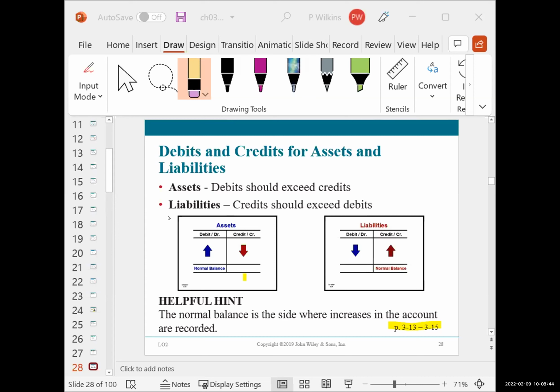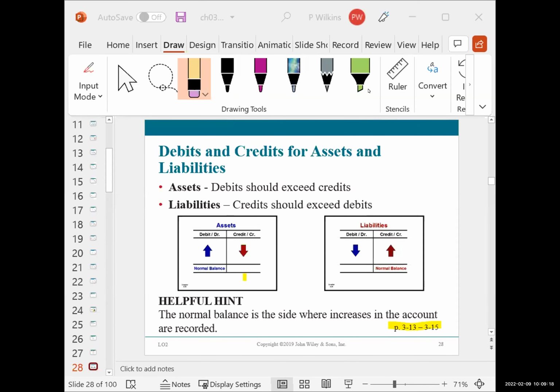Okay. So if we look on the screen right here, we have assets and liabilities. So I'm going to show you something that I did as a little note thing you could have on your notes for the exam or with your homework to help you with the arrows. I'm going to put slides here, and this is also in your book to help you begin to get an overview. So this is in your book on page 313 through 315.